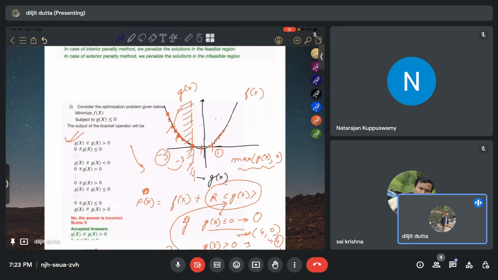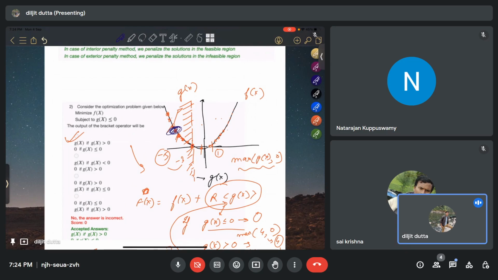When you're taking a less than or equal to constraint, if the value of the constraint is less than or equal to 0, then we take the value of that function as 0. And if it is greater than 0, then we take the value of g. So it is like maximum of g of x comma 0. Why maximum? When the constraint value is in this region, the maximum value will be 0.